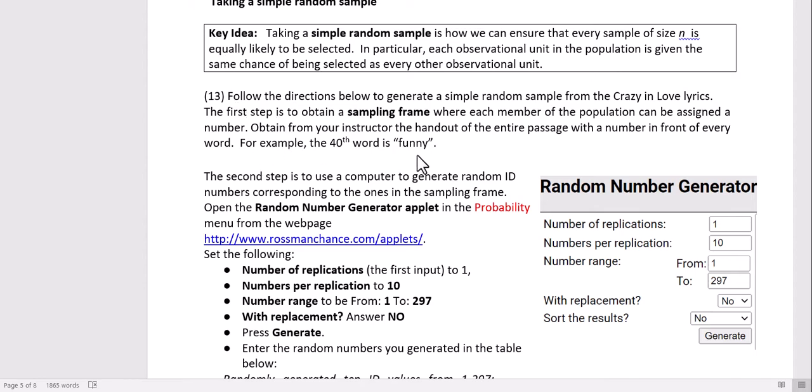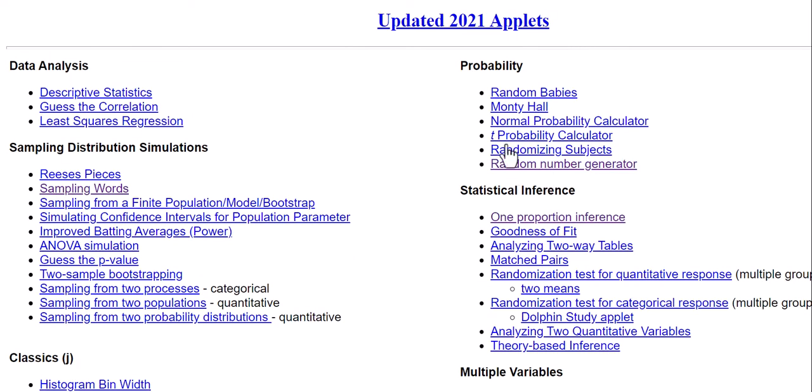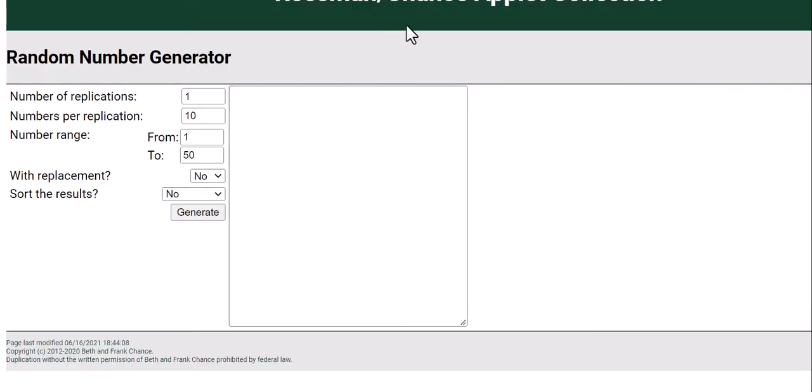So we're going to go back to the random generator, and you're going to click on the link for the Rossmann Chance applet and then go to the random number generator page, and I'll show you how to do that. So we'll click on this and it opens the applet collection, and you're going to go to the one that says random number generator. It's under the probability menu on the right hand side, the bottom one there. So click on random number generator and it brings up this screen.